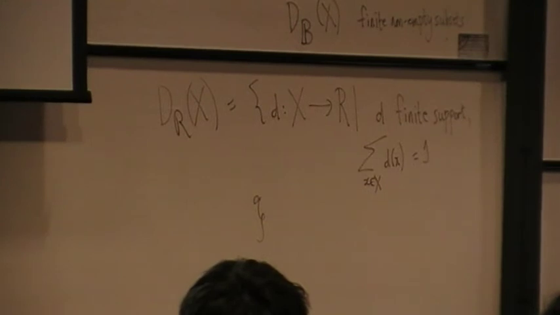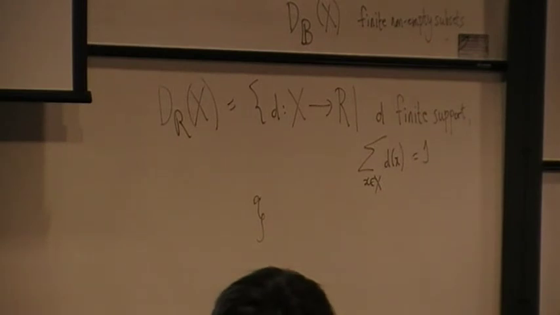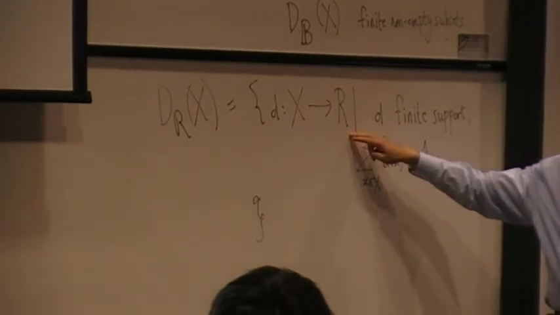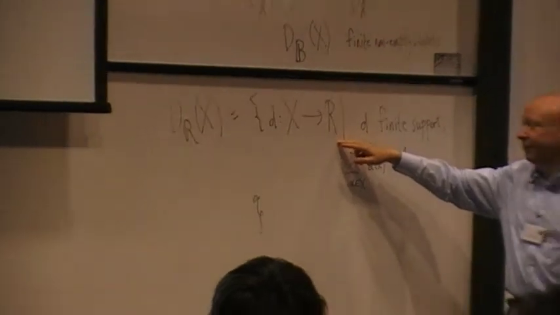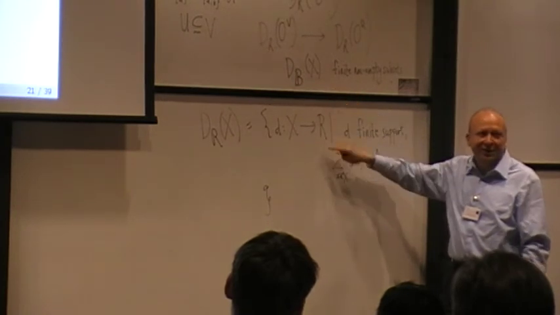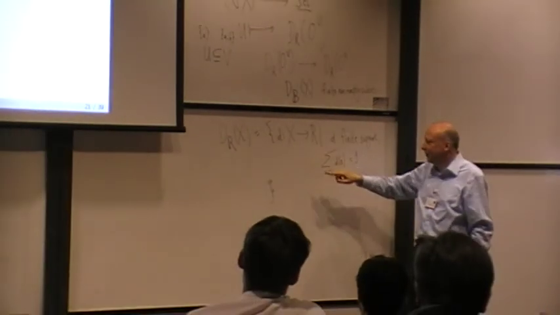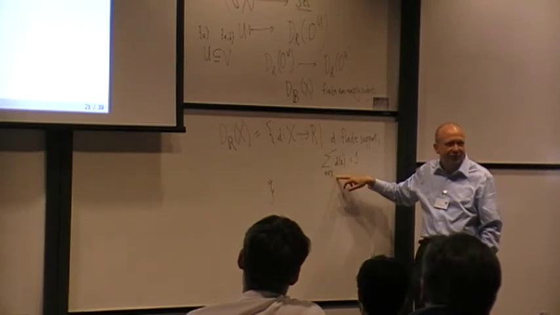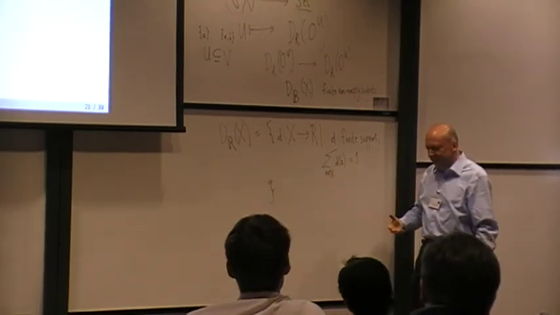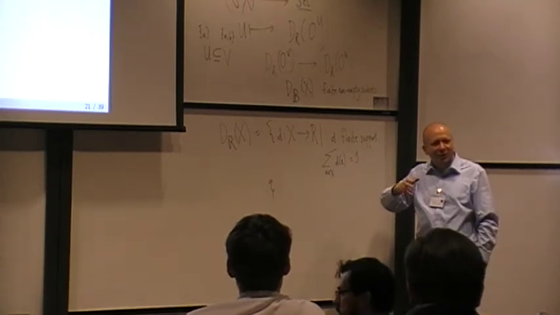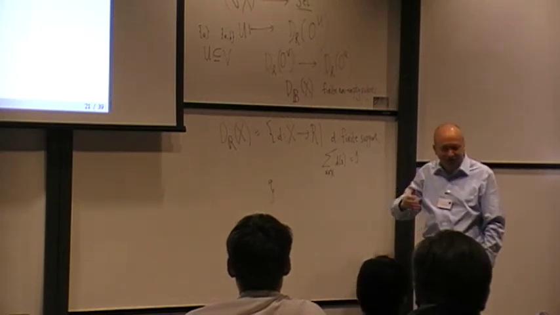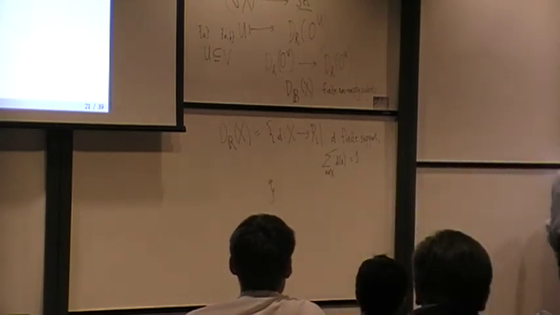So these are supposed to be all probability distributions? Yes. And more precisely, if R is the non-negative reals, this would exactly be the set of all probability distributions of finite support. If R is the Booleans, as here, it's exactly the set of all finite non-empty subsets, because summation is disjunction. And if it was the reals, then it would be all the signed normalized measures, measures where you can have negative as well as positive values. That may sound like a weird thing, but it comes in an interesting way at some point.